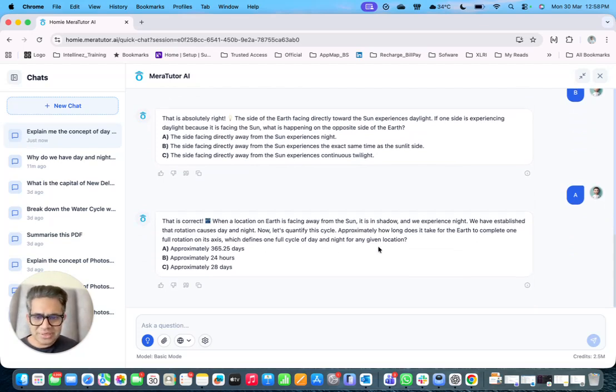And now the question that MeraTutor is asking is, let's quantify this cycle. Approximately how long does it take for the Earth to complete one full rotation on its axis? And I know it is 24 hours, so I'll go with B.